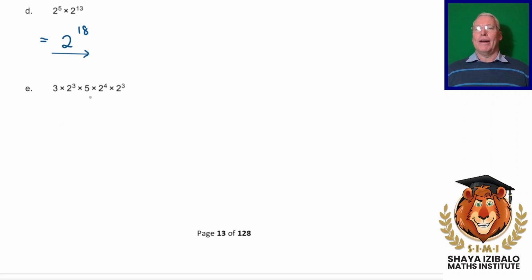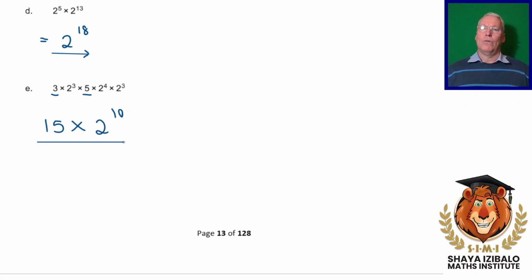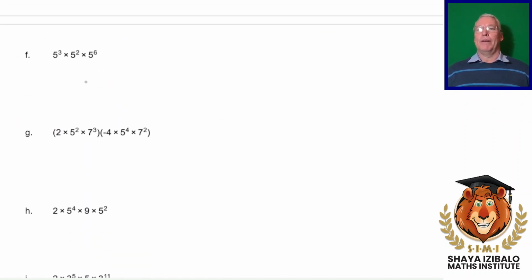This one's got a variety of things. It's got 2 normal numbers here. 3 times 5, 15. Then we've got 3 2's over here, another 4 2's over here, and another 3 2's over here. A total of 10 2's multiplying together. Okay. All right, let's turn over and see what's on the next page. This one's only got numbers with exponents on, so we just add the exponents. 3, 5, 11. 11 5's multiplying together, all right, is 5 to the power of 11.